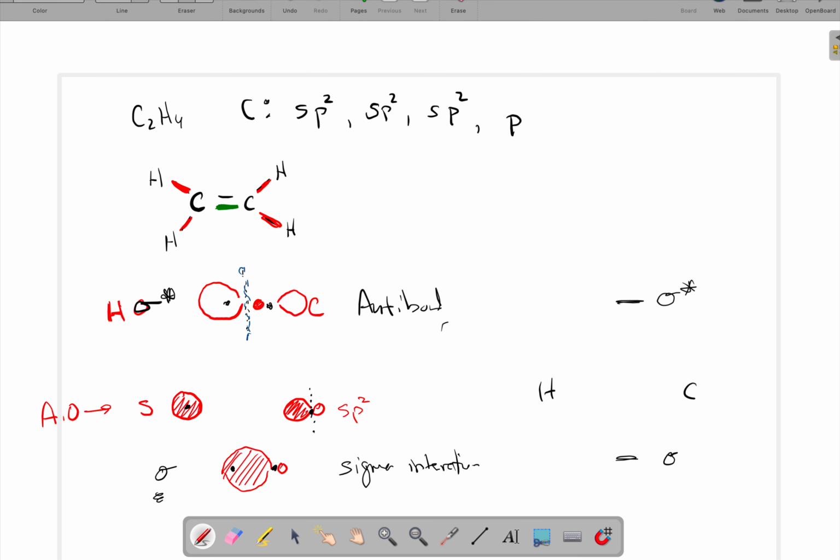So for every type of molecular orbital, you will have a bonding and an anti-bonding. Yes. Why?